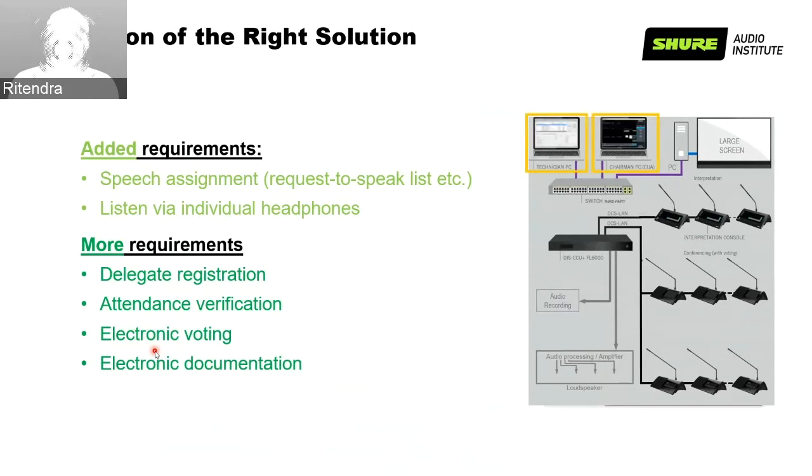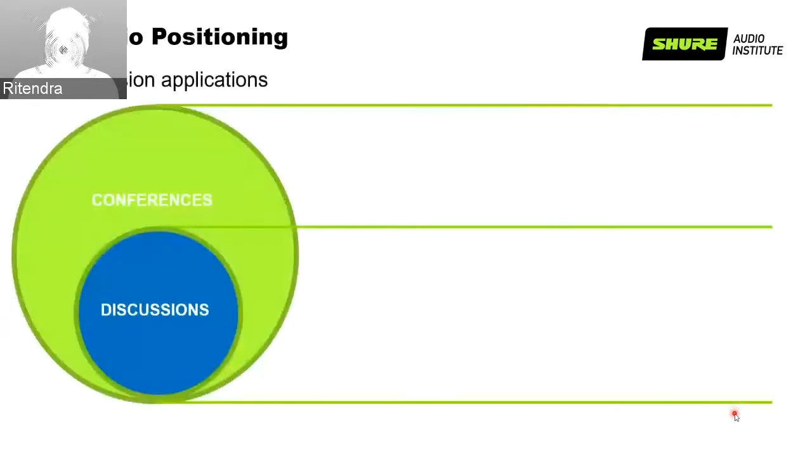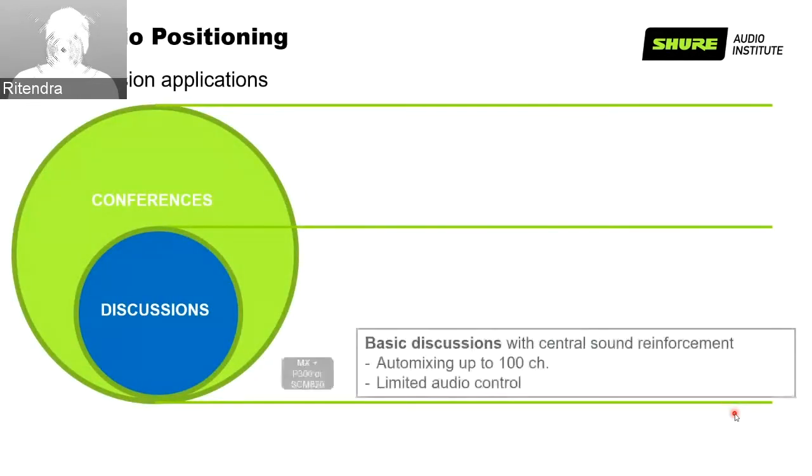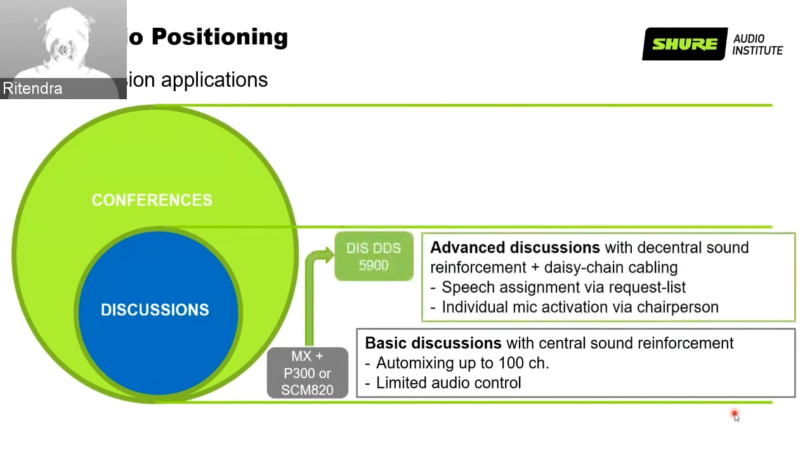These are all software which can be incorporated together to work with the system. So this is a complete portfolio of what you can think of having with the conferencing solution. Let me summarize. Discussion system, you can have the basic discussion with central sound reinforcement. You can use MX P300 or SCM820. Advanced discussion with decentral sound reinforcement, daisy chain cabling, you can use DDS 5900.